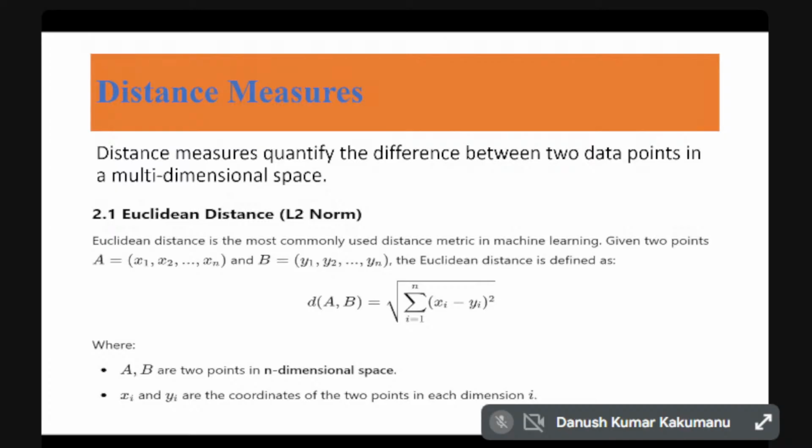If 2 points are given, the Euclidean distance is defined as the square root of the summation of the squared difference between the 2 points.